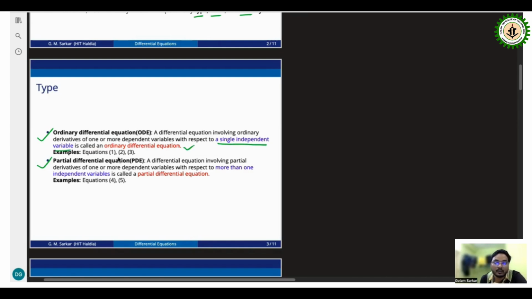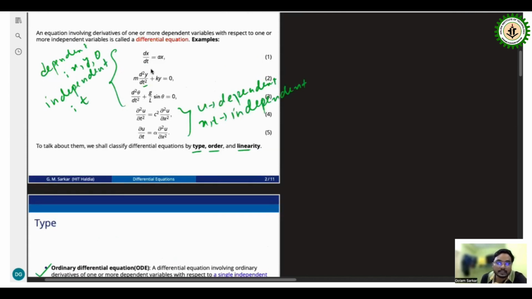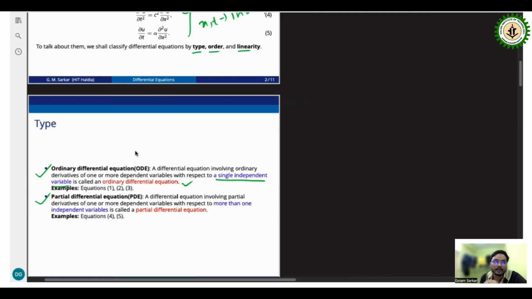For example, equation numbers 1, 2, 3. As you can see, these three equations are examples of ordinary differential equations where the independent variable is t only. So if in a differential equation there is only a single independent variable, then we say that the equation is an ordinary differential equation. Right? Now, partial differential equation.